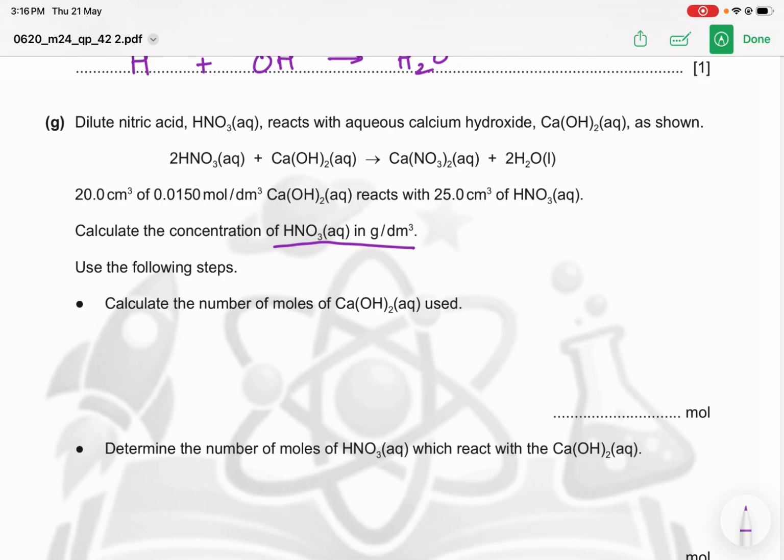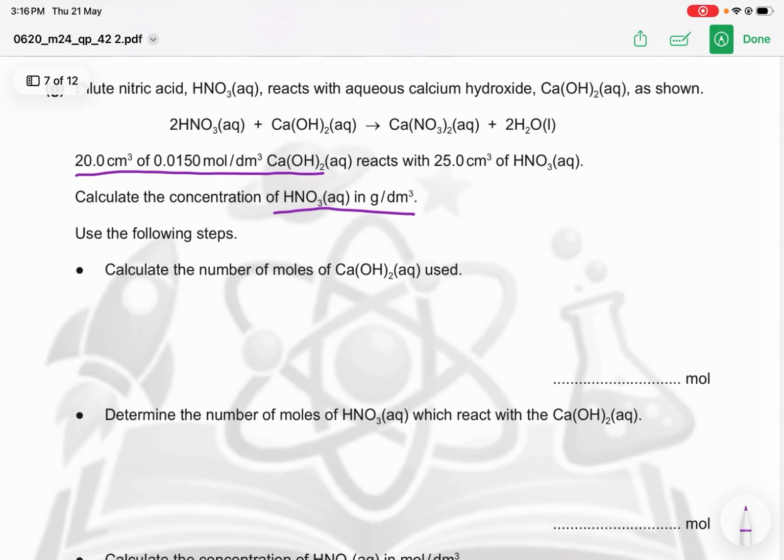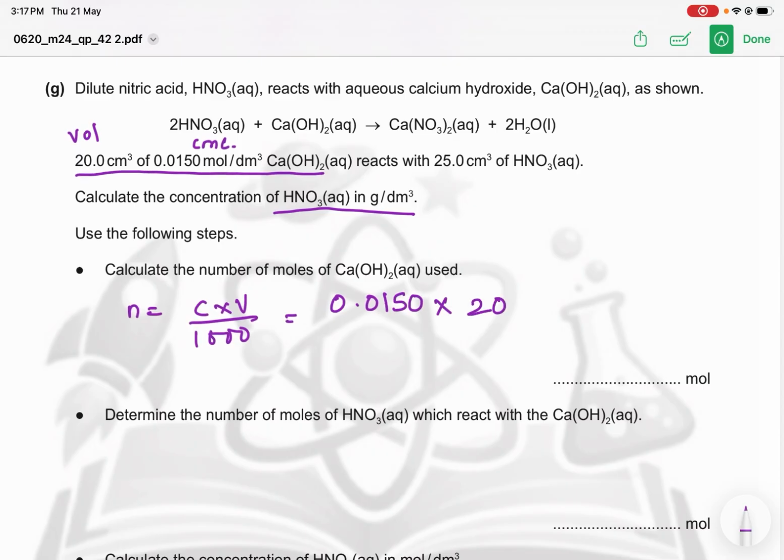Calculate the number of moles of calcium hydroxide used. So if you see, they have given us values for calcium hydroxide, which is 20.0 centimeter cube of 0.0150 mole per dm cube. Whatever is given in centimeter cube is volume. Whatever is given in moles per dm cube is your concentration. So we are supposed to use the formula n is equal to C into V upon 1000. So it will be 0.0150 into 20 upon 1000. So the answer you will get here is 3 into 10 raised to minus 4.